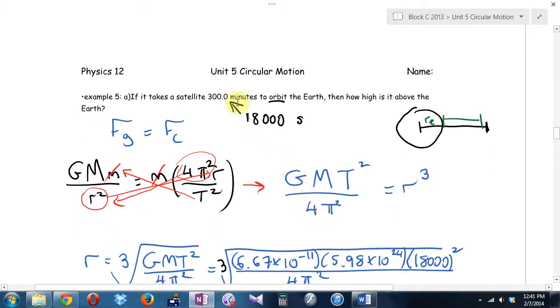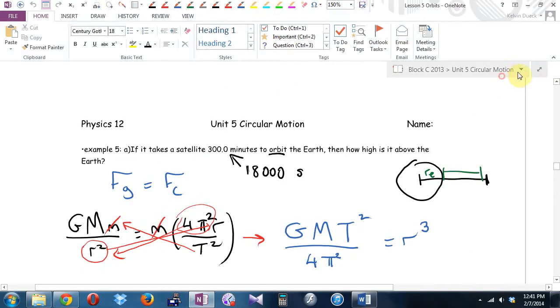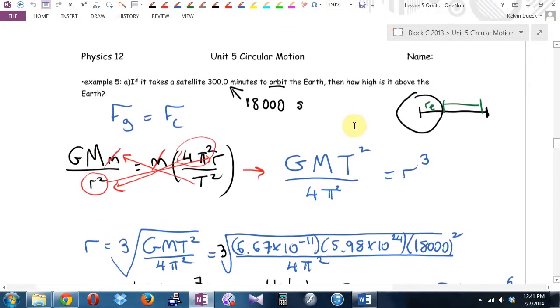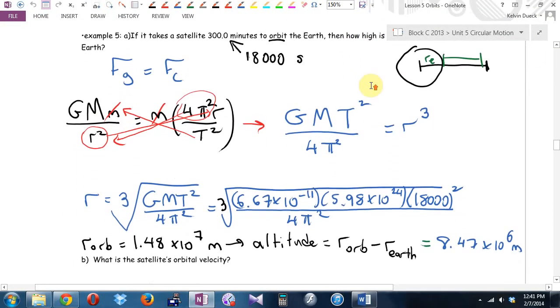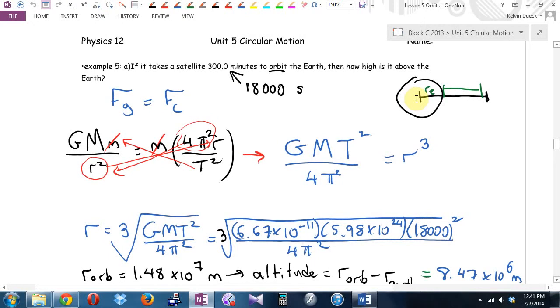So we left off with example 5 here. We said, if it takes a satellite 300 minutes, and I underlined the word orbit, I said that's my trigger word, that's what tells me if I'm in orbit, gravity equals Fc, then how high is it above the Earth? Now, we found the orbital radius. We ended up doing a little cube root, which was kind of cool. We found the orbital radius, and then to get the altitude, the altitude is going to be the radius of orbit minus the radius of the Earth.